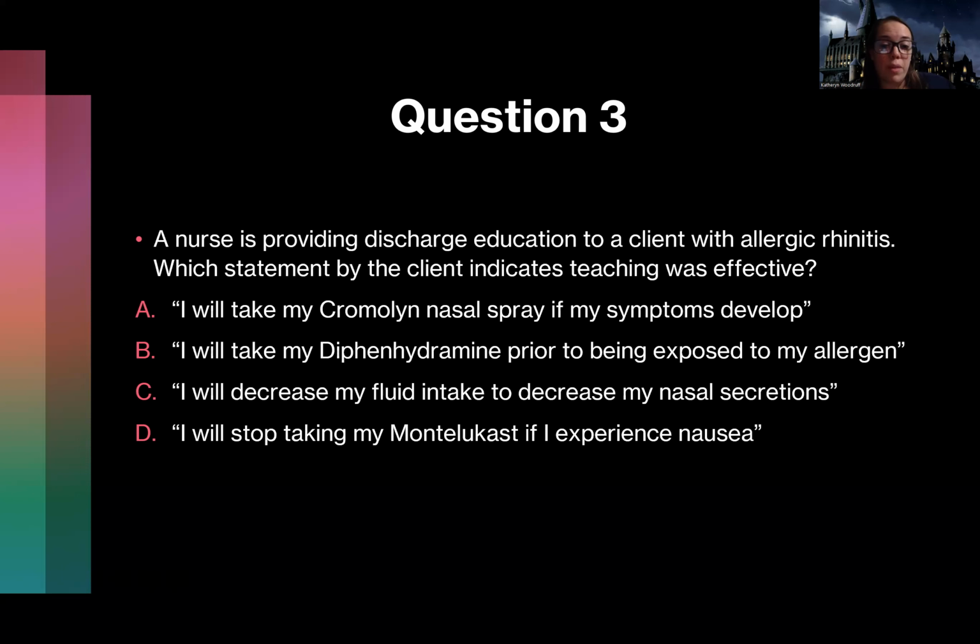I will decrease my fluid intake to decrease my nasal secretions. Well, I remember my professor, Professor Woodruff, said that fluids are really helpful for these respiratory patients. They help to thin out secretions. So if I'm having a problem with secretions, I would think decreasing fluid intake would actually make it worse. It'd make the secretions thicker and harder to get out.